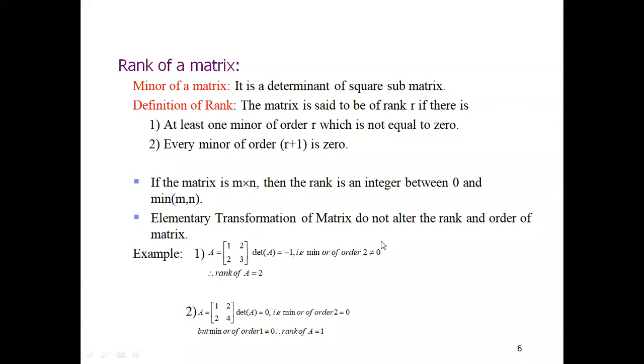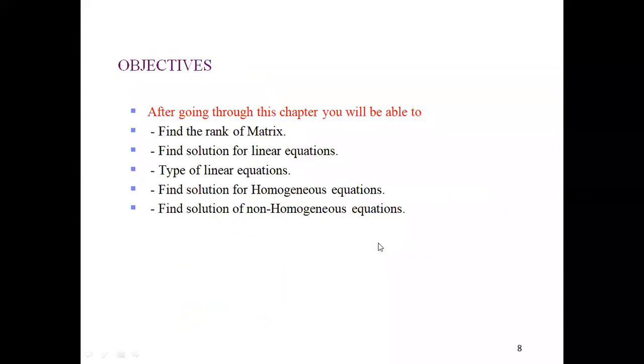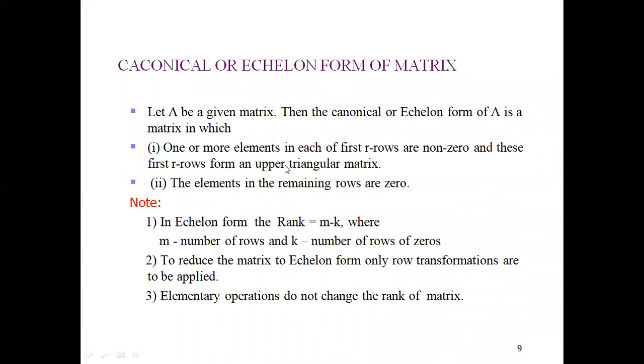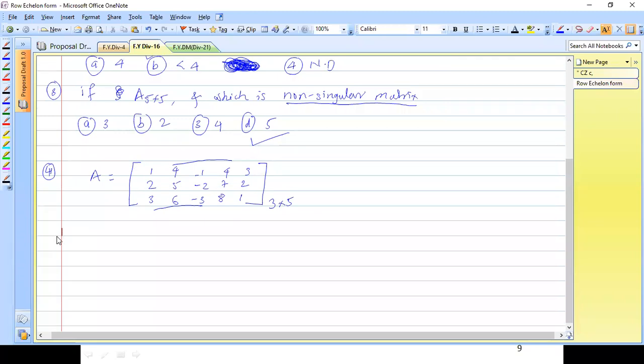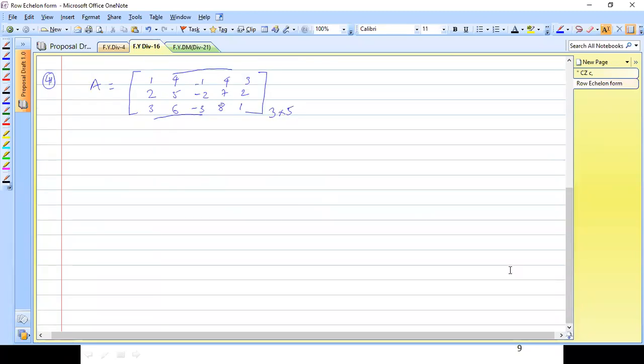How we are going to use them, we will see. For that purpose, we should know the canonical or row echelon form. So what is that row echelon form? This is the definition, but we will see the definition later on. First we see directly the example. When do we call something a row echelon form? Write down everyone with me. Row echelon form.